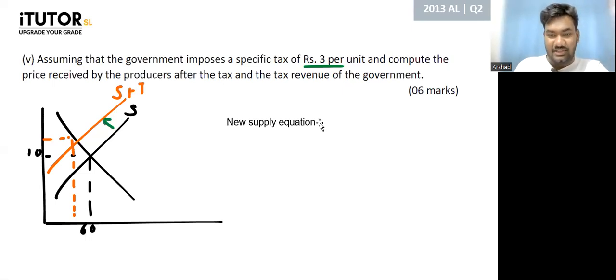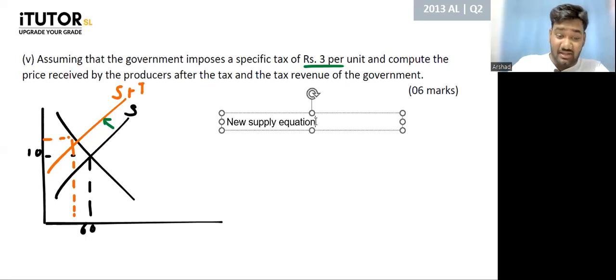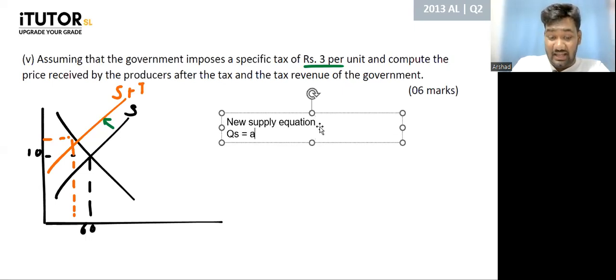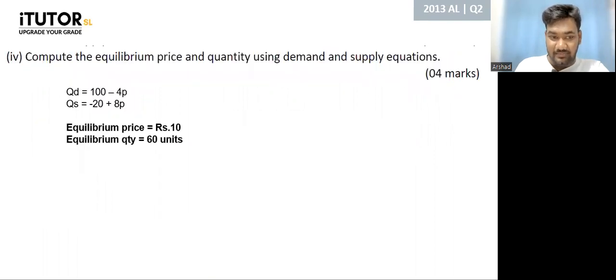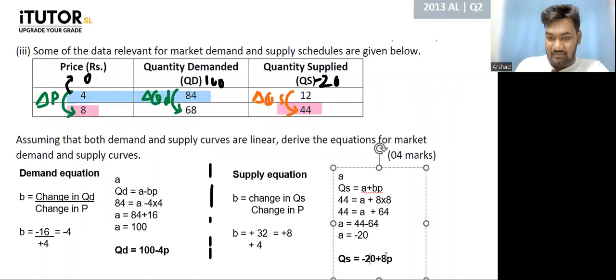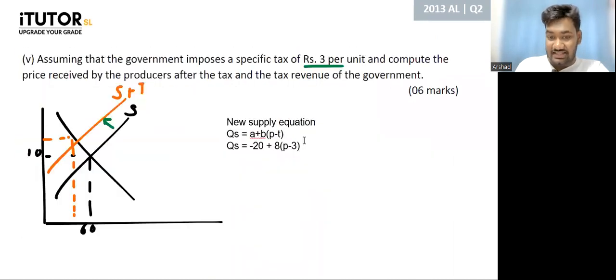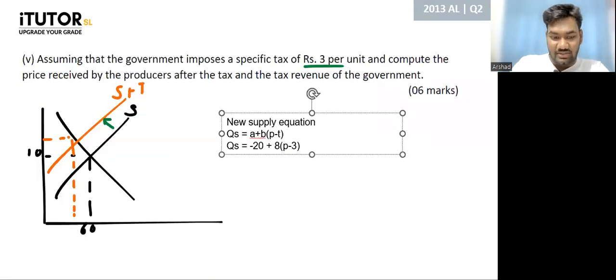Okay, right. So you need to make the new supply equation. Now, what is our supply equation? New format: QS equals A plus B within brackets P minus T. So QS equals our A was minus 20, B was 8, within brackets P minus how much is my tax? My tax is 3. Okay, guys, I'm hoping you all know this, right? The format of the new supply equation, and then we substitute the numbers there. How did this 20 and 8 come? From our previous one, here. Minus 20 plus 8, and then the tax is how much? Tax is 3. So when I solve this, guys, what is my new supply equation?